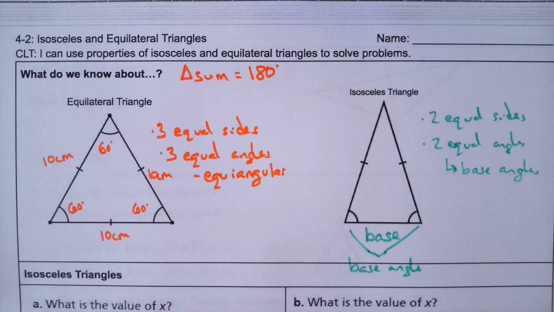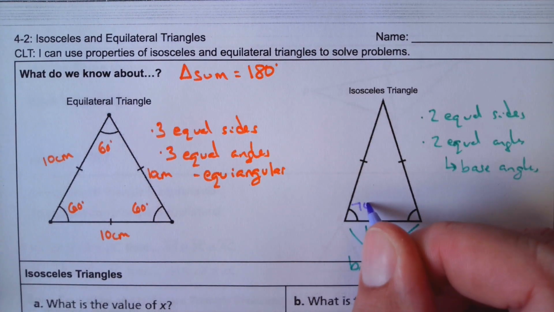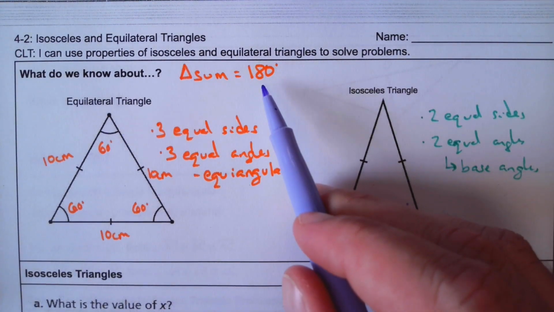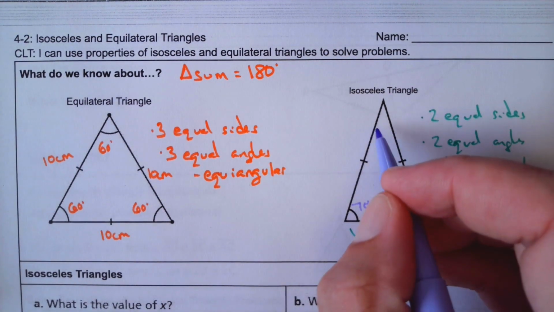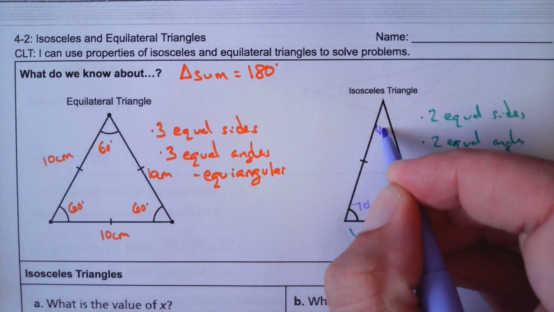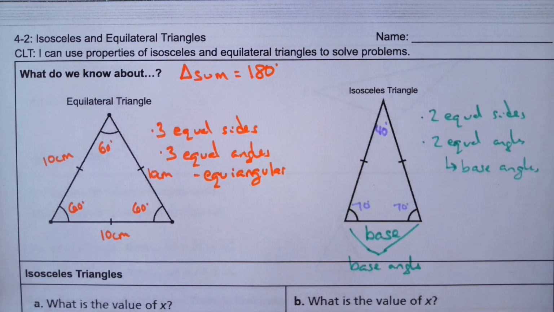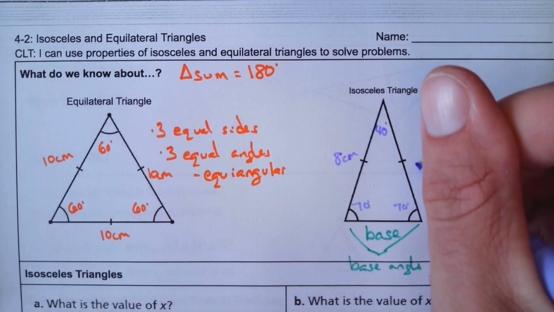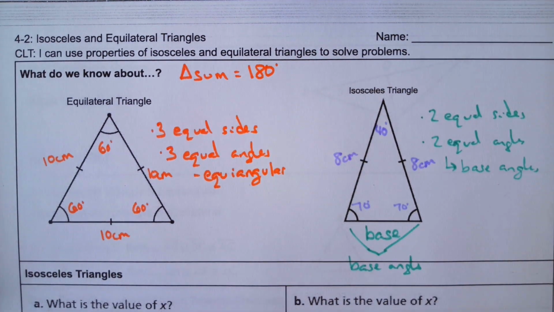Let's just pick a number here. I'm going to say that this is 70 degrees, and that means that this one is 70 degrees. But remember, we have to equal 180, so 70 plus 70 is 140, which means I need 40 more here. Then I'm going to pick some numbers, so let's say this is 8 centimeters, and this one is 8 centimeters, because they're going to be the same, and this one's going to be different.